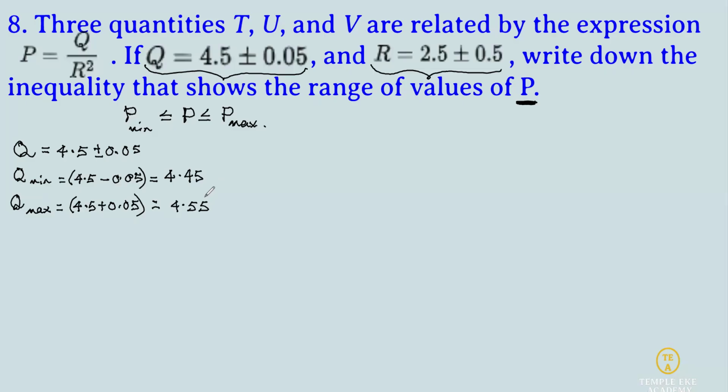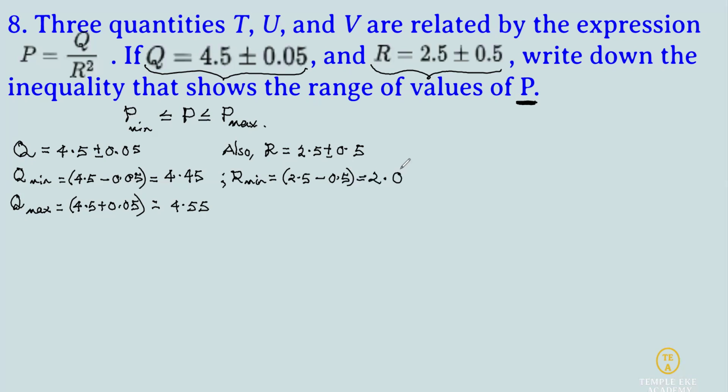And we have to do the same operation for R. From the expression of R, which is 2.5 plus or minus 0.5, the rounded value or the estimated value of R is 2.5, and the possible error in the measurement of R is 0.5. So we can get the lower bound for R, which we write as R minimum, the minimum value of R. And that's going to be by subtraction, 2.5 minus 0.5, giving us 2.0.